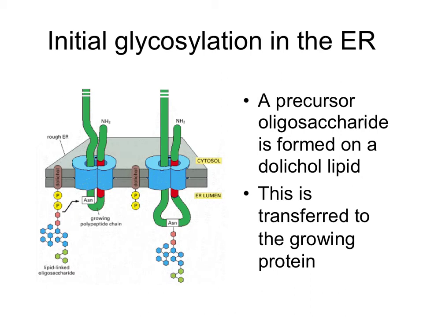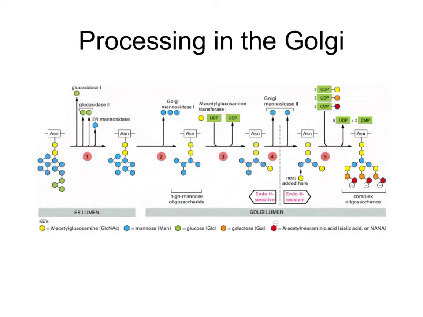In initial glycosylation in the endoplasmic reticulum, you have this membrane-bound precursor oligosaccharide that's formed on this dolichol lipid. This is then transferred onto asparagine as the polypeptide is being generated, and this transfer is completed on the endoplasmic reticulum lumen side. So processing in the Golgi is shown here, where it's going from the endoplasmic reticulum lumen to the Golgi lumen.